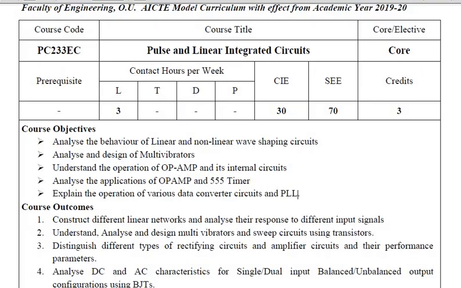Before we move on to the introductory part of your first chapter, I would like to show you the syllabus of your subject, that is PLIC. You are having this subject with 5 units, and the credits for this subject are 3.